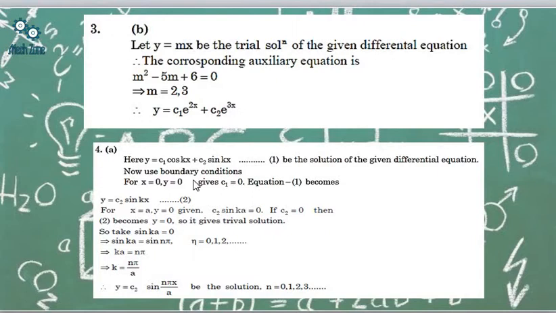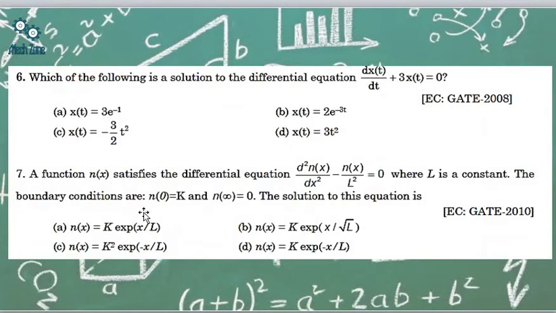Okay, so this was also a very interesting question and these have been asked in the previous GATE examinations. Now let us look at another question, that is dx by dt plus 3x is equal to 0. Now here instead of y and x we are using x and t such that the dependent variable is x and the independent variable is t. Okay, which of the following is a solution?